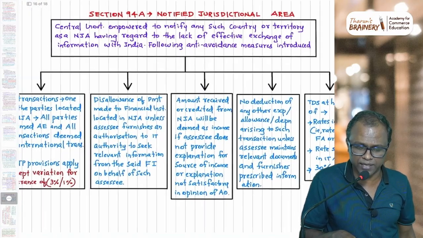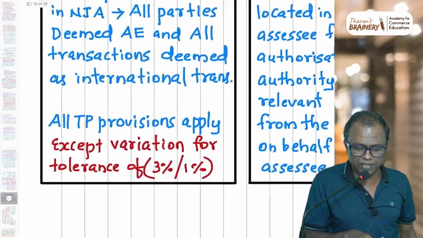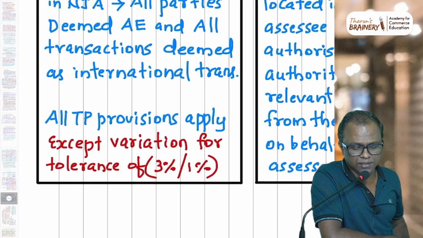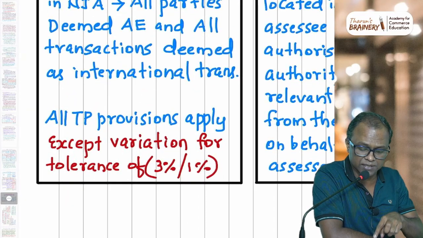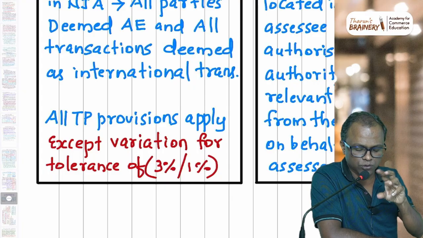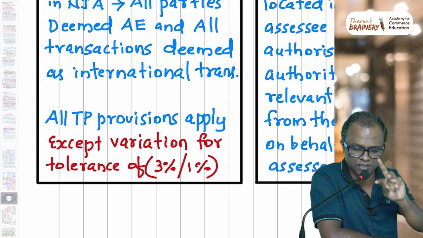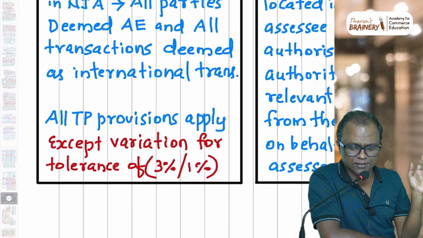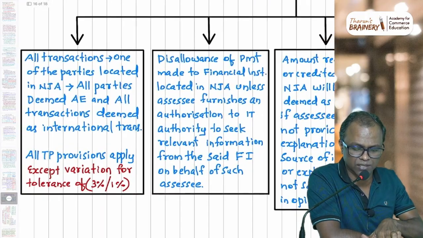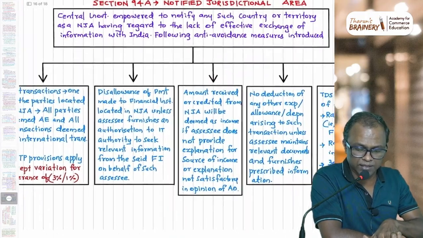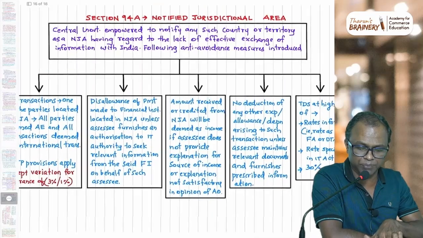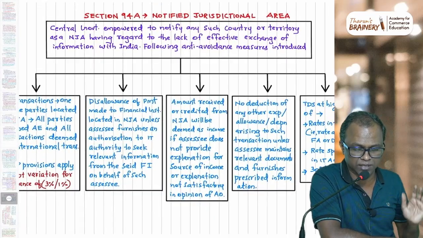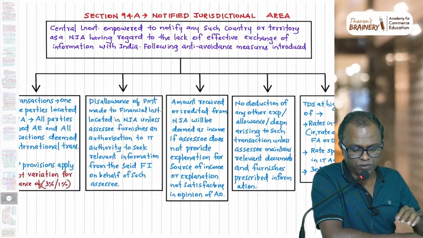This is 94A NJA. So this is the only privilege they are not getting in TP, that is the 3% or 1%. That 1% is when it is related to a wholesale trading transaction. 1% is a tolerance band for arithmetic mean. It's not important, generally 3%. So that 3% variation is not available, even though we are taking the arithmetic mean for ALP, for a transaction with a person located in an NJA.